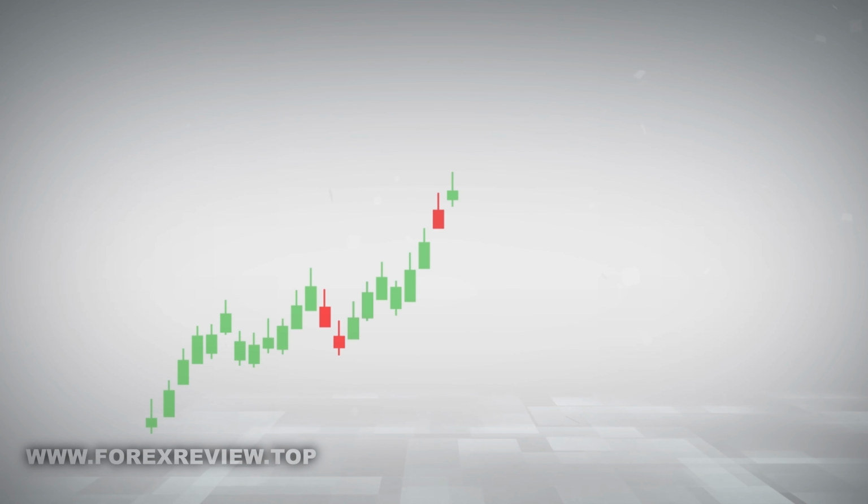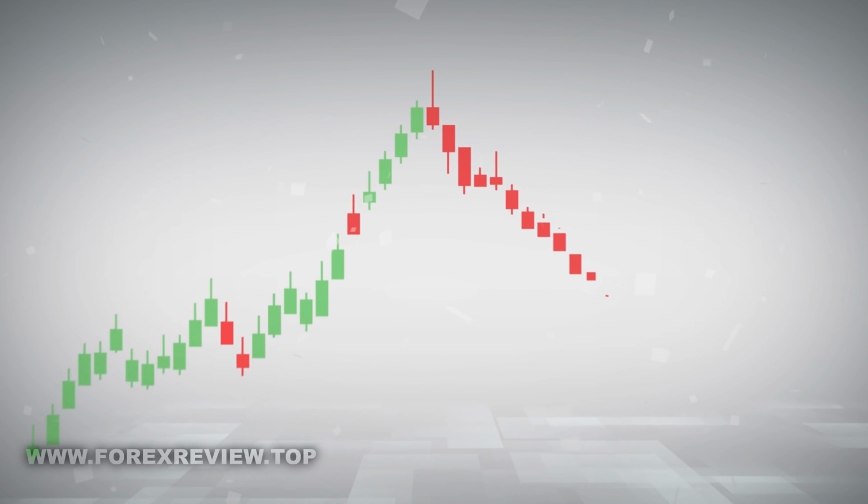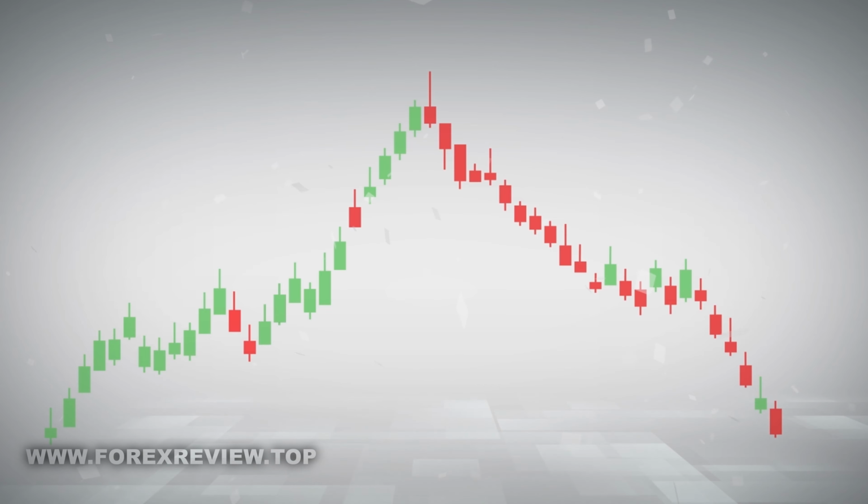Key reversal. This pattern includes 3 criteria. In an uptrend, at least 3 consecutive rising candlesticks preceding the pattern candlestick. The length of the pattern candlestick's shadow must be at least as long as the length of its body. The closing price of the pattern candlestick must be lower than the closing price of the preceding candlestick.